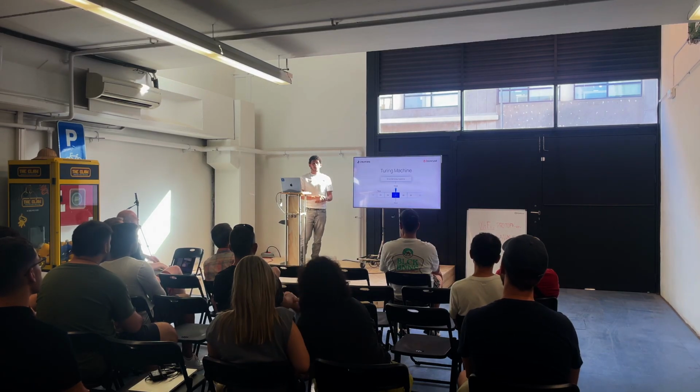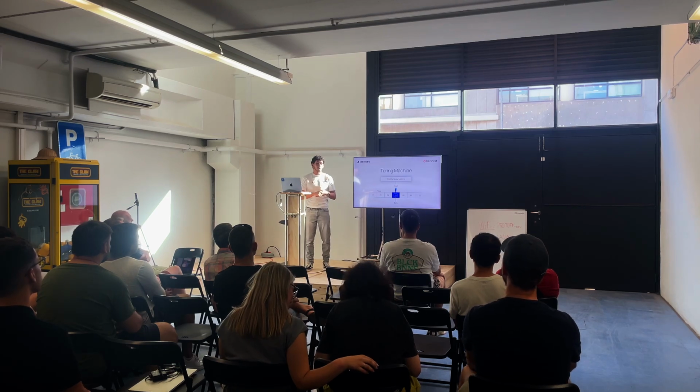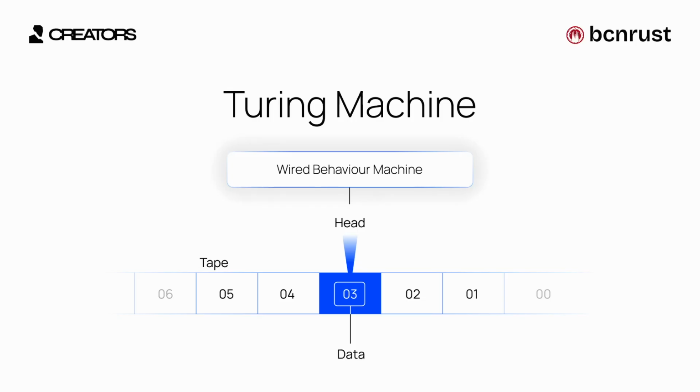First of all, we are going to talk about what a Turing machine is, to understand the foundations of what an actual computer is, and then try to build on top of that. So basically, a Turing machine is a mathematical model of an actual computer. It has a behavior machine, a tape, and a head. Basically, the head reads the data that is on the tape.